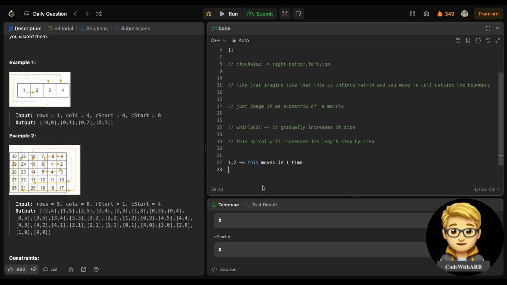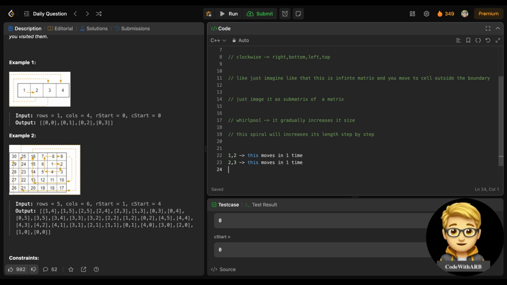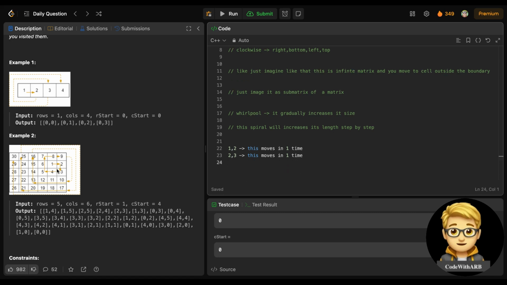Now from 2 to 3, it also moves one time. Now from 3 to 5, right? If you see here 3 to 4, it will move one time, but it will not be able to go upward, because 1 is already visited, so I need to move one further step. So 3 to 5 moves two times, right? In two times, right?